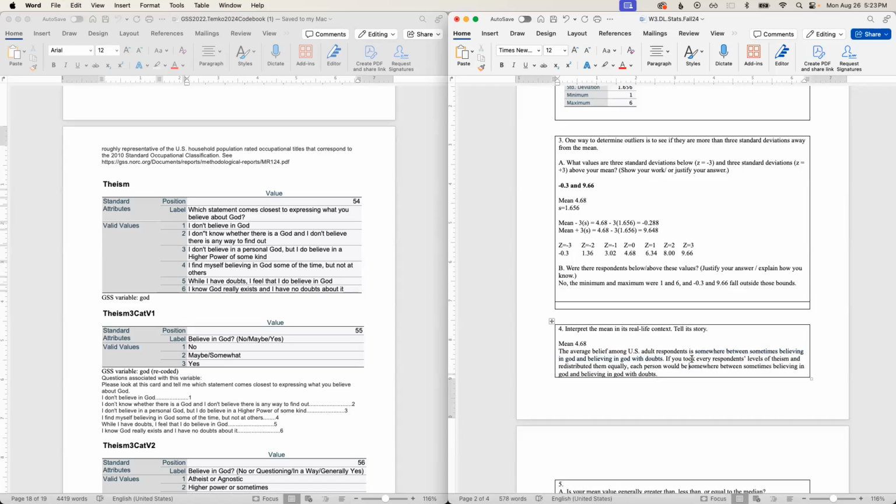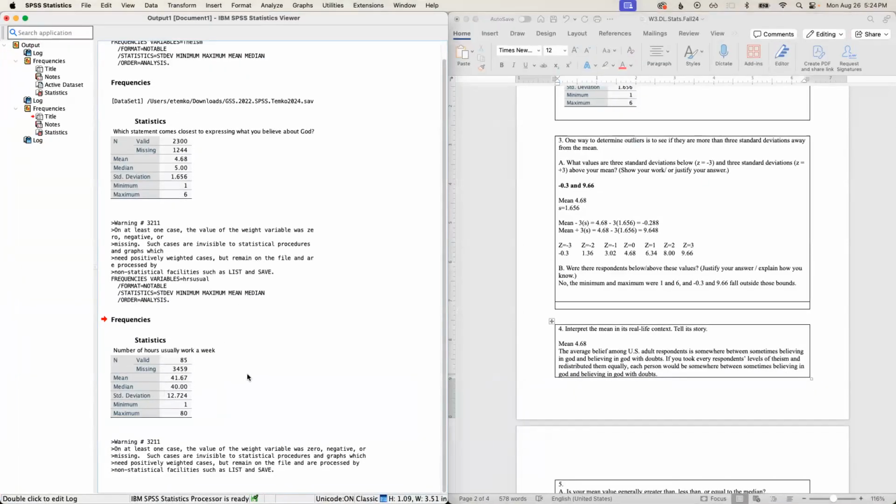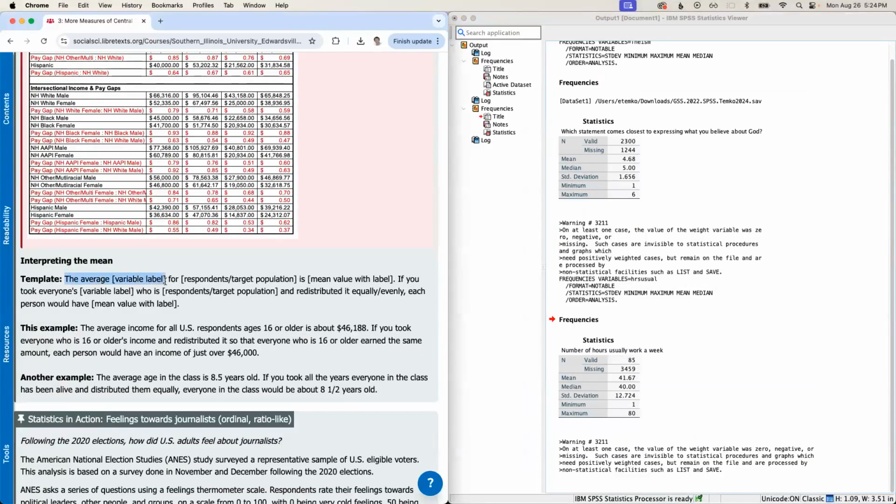This is why people like to have ratio level ones where there's equal distance, right? Because we're assuming that we can average these out in that way. You get a much clearer one when you use an actual ratio level variable. So for example, if we took our output from hours usually worked, and we took this mean of 42 hours, let's say 41.67, and you use this template, you could say, right, the average number of hours usually worked in a week for US adult respondents is 42. So I would say, right, it's 42 hours. If you took everyone's hours in the sample, and you said how many hours did they work and redistribute it, then each person would be working 42 hours.